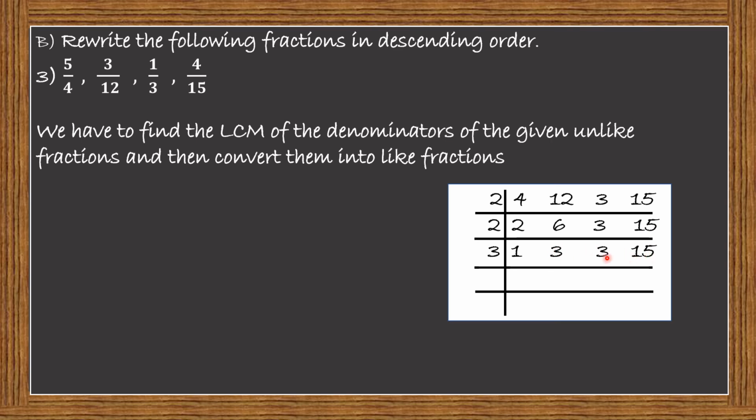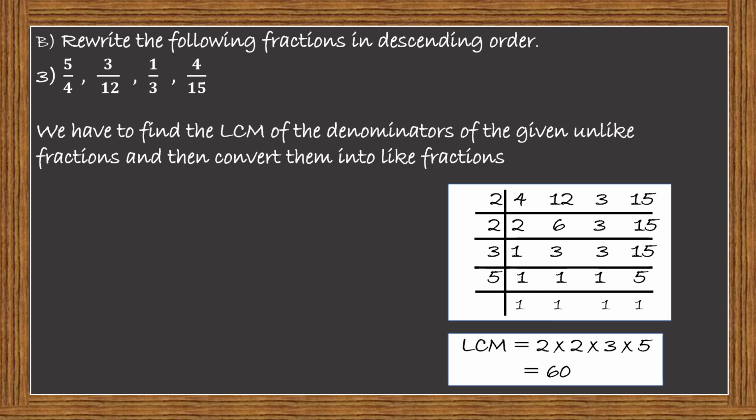Now among 3, 3 and 15, they are divisible by 3. So 3 1s are 3, 3 1s are 3, 3 5s are 15. Now this number is 5. So it is 1, 1, 1 and 1. Now the division is complete. When we multiply all these numbers, we get the LCM. So it is 2 into 2 into 3 into 5, which is equal to 60. So we have to convert all these denominators to 60.